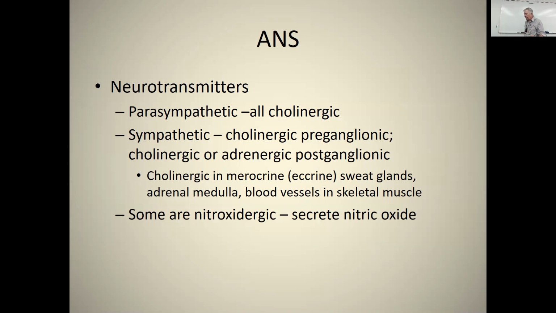Neurotransmitters, another difference. Remember, both the preganglionic axon terminals release neurotransmitter, and the postganglionic axon terminals release neurotransmitter. In the parasympathetic nervous system, both neurons release acetylcholine. In the sympathetic, the preganglionic is cholinergic, acetylcholine, but the postganglionic is cholinergic or adrenergic. Remember, adrenergic is norepinephrine, cholinergic is acetylcholine. And there are some cholinergic, but only a few of them: eccrine sweat glands, adrenal medulla, blood vessels, and skeletal muscle. Those are cholinergic. All the rest of them are adrenergic.